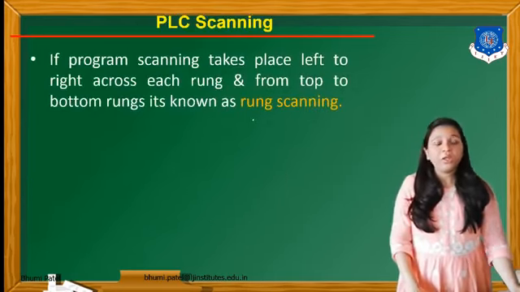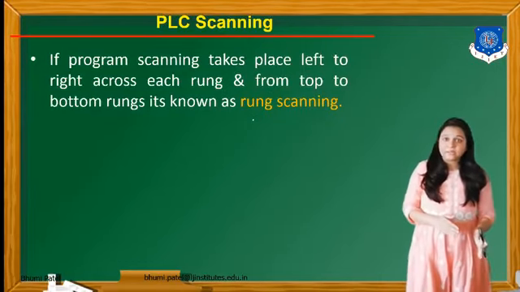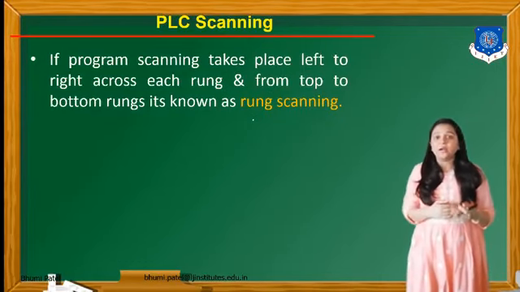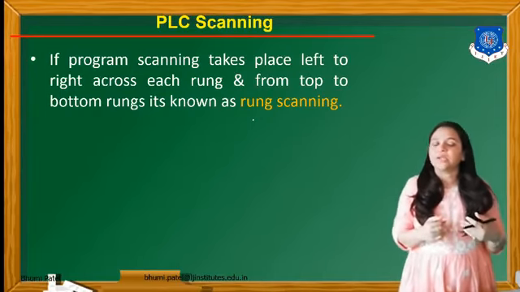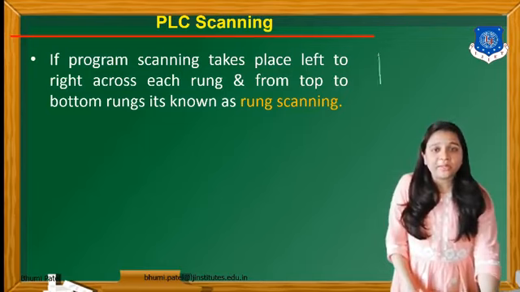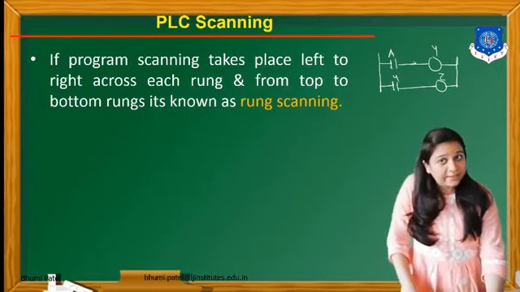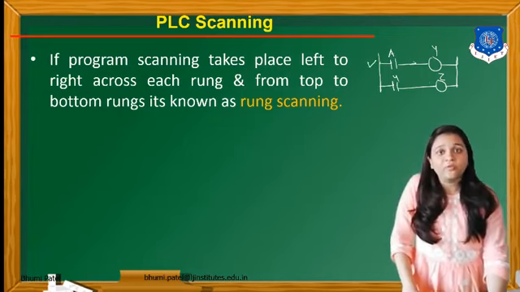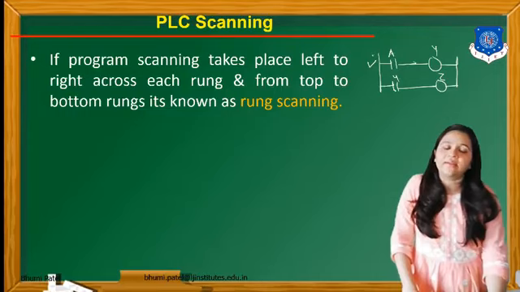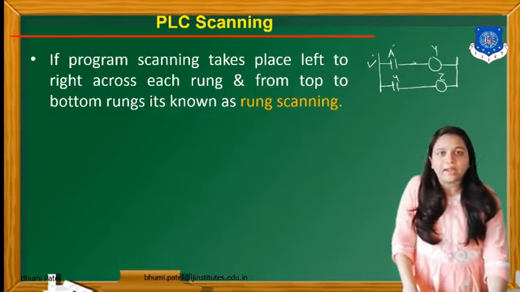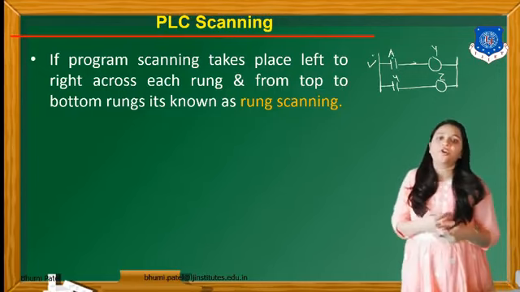Now, program scanning that takes place left to right across the rung and from the top rung to the bottom rung is known as rung scanning. So if we draw the PLC program in this manner, suppose A is my input and Y is my output. Then Y becomes the second input and we get the Z output. So how is the PLC scanning processed? The first rung is scanned from left to right and then the second rung is scanned from left to right. So rung scanning is from left to right and top to bottom. This is the process for rung scanning.